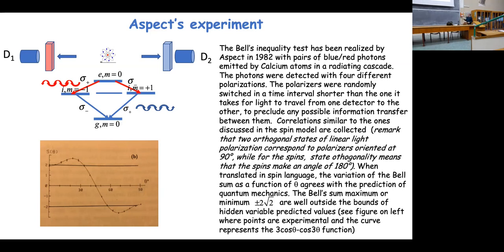I just insist also on the fact that the polarizers here were switched randomly in order to avoid any possible communication at velocity smaller than the speed of light between the two detectors, which could simulate quantum effects. And so Aspect was very careful to change the polarization very fast in a random way so that this criticism could not apply to this experiment.